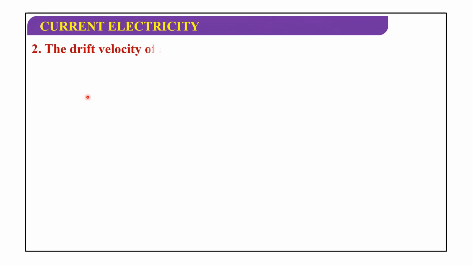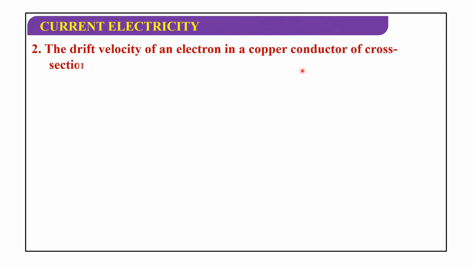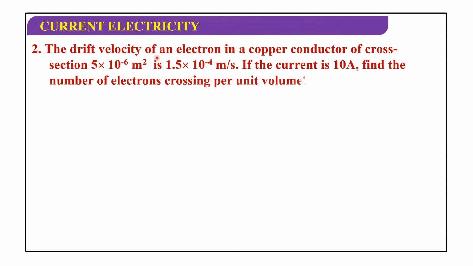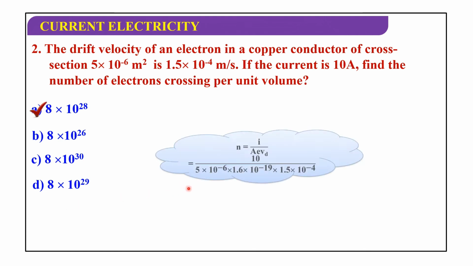Now next, the drift velocity of an electron in a copper conductor of cross section 5 into 10 to the power of minus 6 meter square is 1.5 into 10 to the power of minus 4 meter per second. If the current is 10 amps, find the number of electrons crossing per unit volume. Here we are finding the number of electrons. Options: 8 into 10 to the power of 28, 8 into 10 to the power of 26, 8 into 10 to the power of 30, 8 into 10 to the power of 29. So the first option is correct.